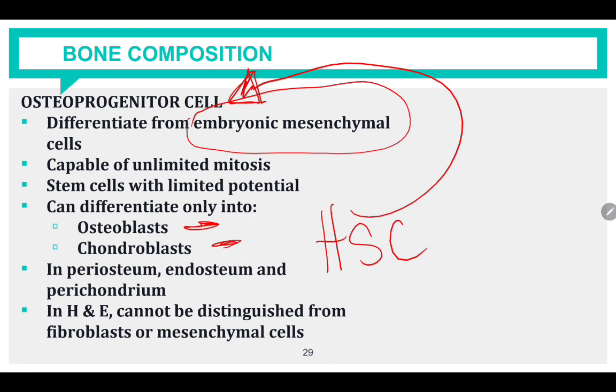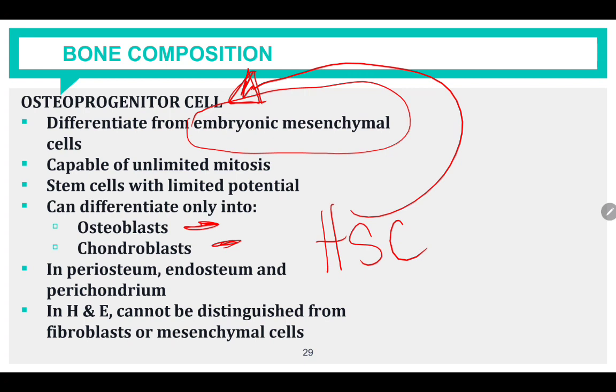Okay, so in the periosteum, endosteum, and perichondrium, you can see the osteoprogenitor cell. In H&E staining, it cannot be distinguished from fibroblast or mesenchymal cell. Actually, guys, halos same naman sila. Pag sinabi yung progenitor cell, it is the start of it all. Yung mesenchymal, halos magkakamukha silang lahat. Okay, so I hope naintindihan niyo itong slide na to.